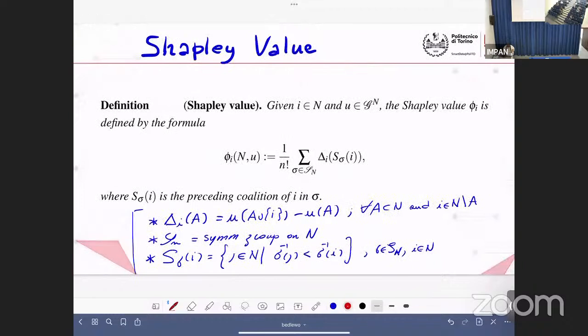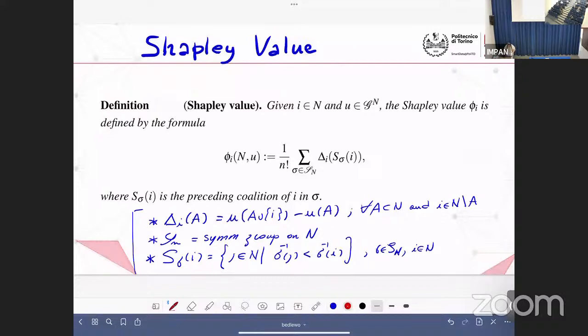Shapley value. So this is the definition. Then we see that there is a magic definition, because it does exactly what we want, okay? This is the first definition. Let's try to understand what this writing here means. So given a game, U, and a feature, I, the Shapley value, phi I, is defined by this formula, is the average, practically, over the symmetric group, all possible permutations, of this delta I of S sigma of I. What is delta I?